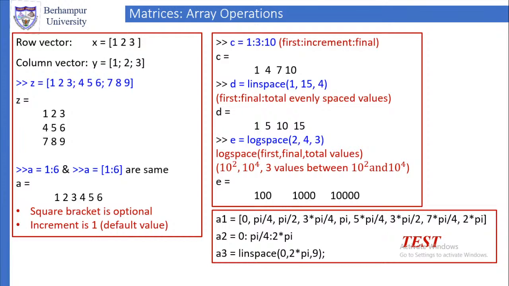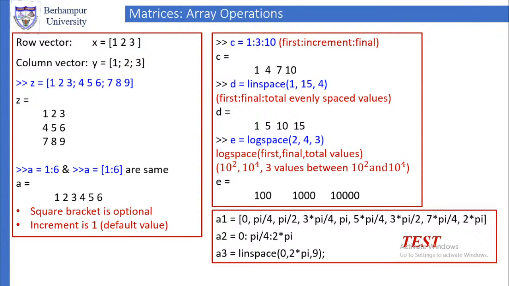Another way of incrementing is linear spacing, linearly spaced. Linspace means linearly spaced. Example is D is equal to linspace within bracket 1 comma 15 comma 4. This means the first value, then the final value, then the total number of evenly spaced values. How many values you want evenly spaced between the final value and the first value.